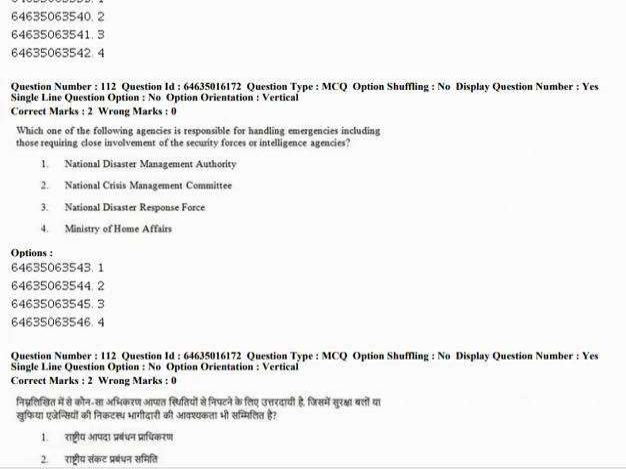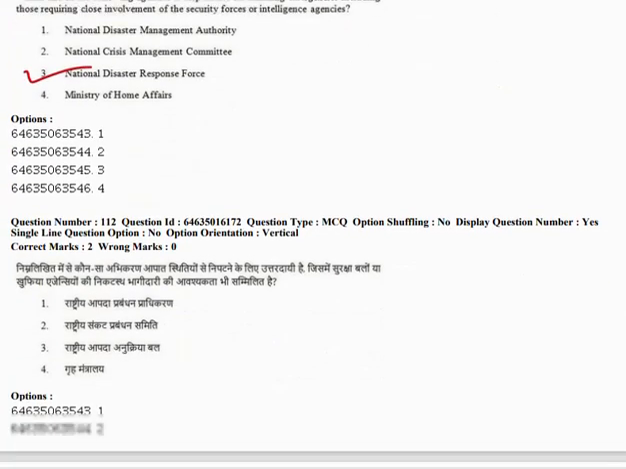112. Which one of the following agencies is responsible for handling emergencies, including those requiring the close involvement of security force or intelligence agencies? It is NDRF, National Disaster Response Force.